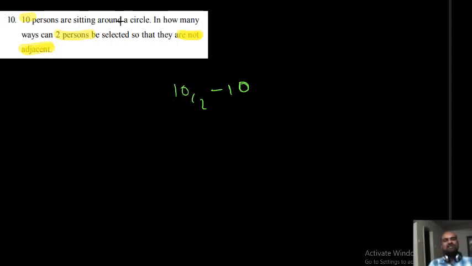10 persons are sitting around the circle. How many ways can you select 2? 10C2 ways I can select. Among 10C2 there are 10 selections so that they are adjacent to one another. Those are subtracted. The remaining all are so that they are not adjacent to one another. This is the answer for the problem.